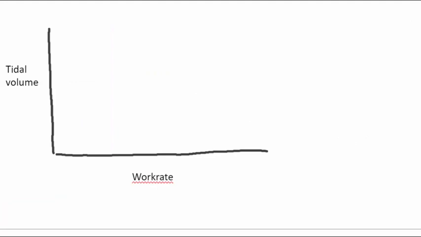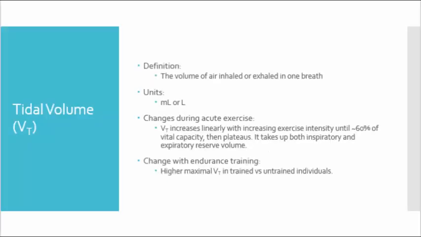On a graph, I have here tidal volume on the y-axis and work rate on the x-axis. So with an increase in exercise intensity, an increase in work rate, I would see an increase in tidal volume, up to 60% of vital capacity, and then I would see a plateau and no further increase in tidal volume. Also, with this increase in tidal volume, it takes up both inspiratory and expiratory reserve volume.